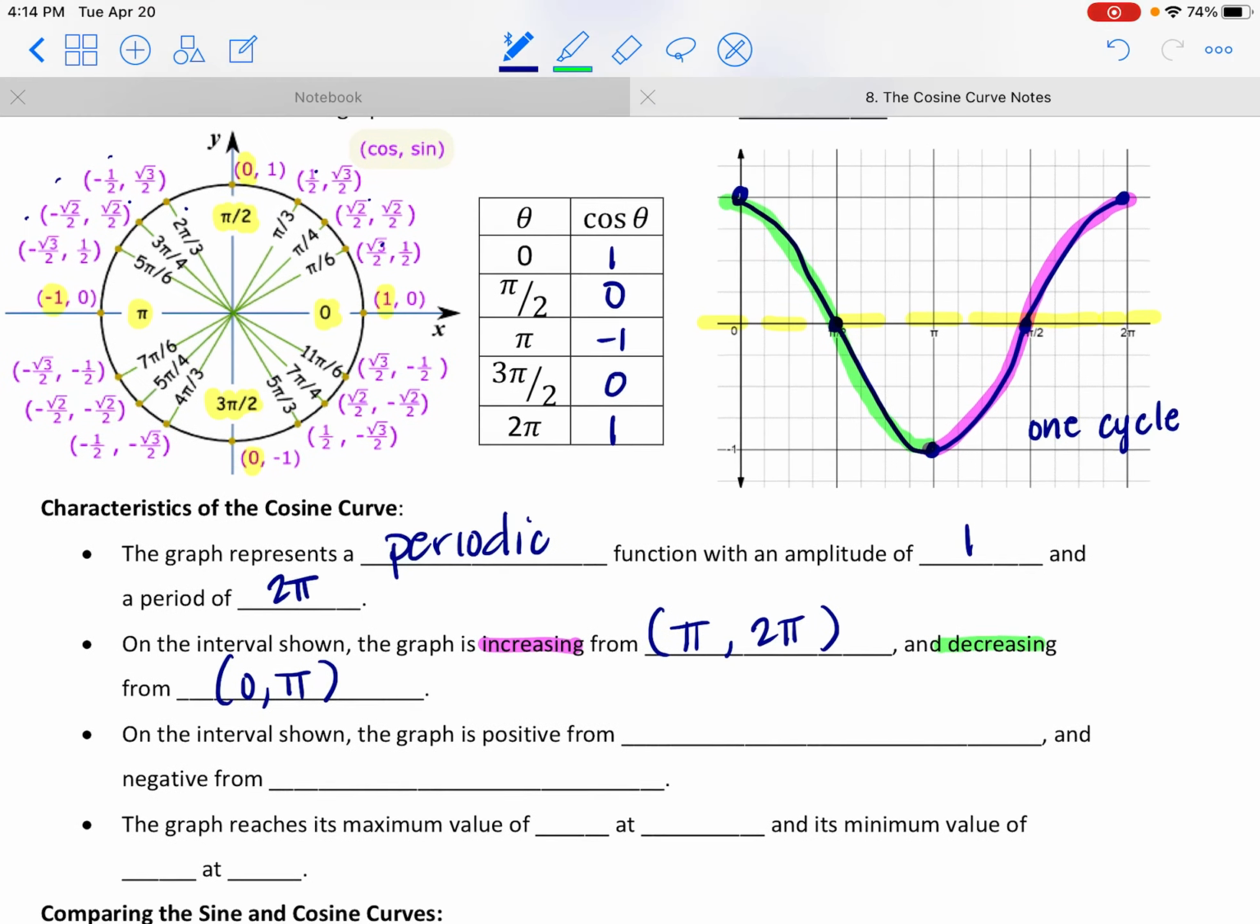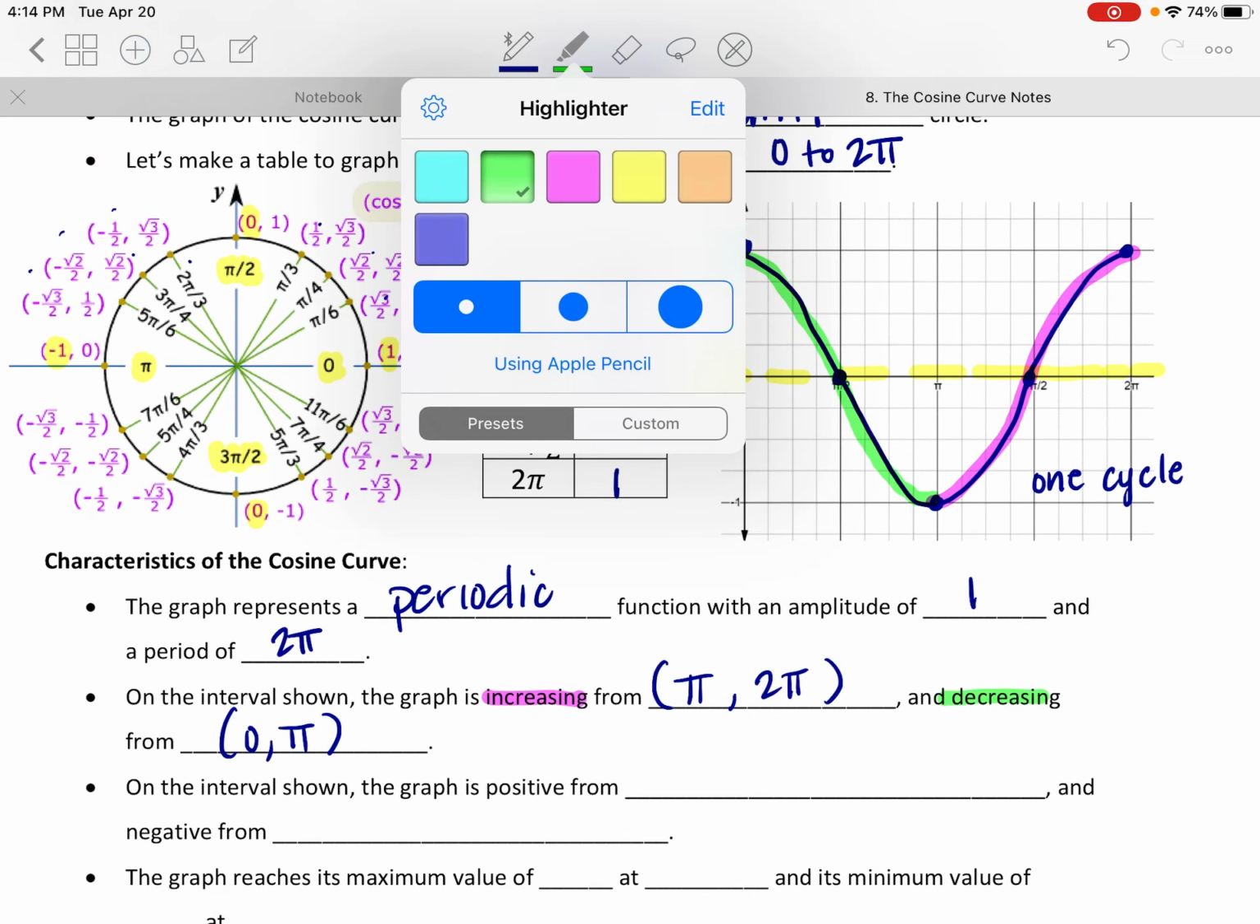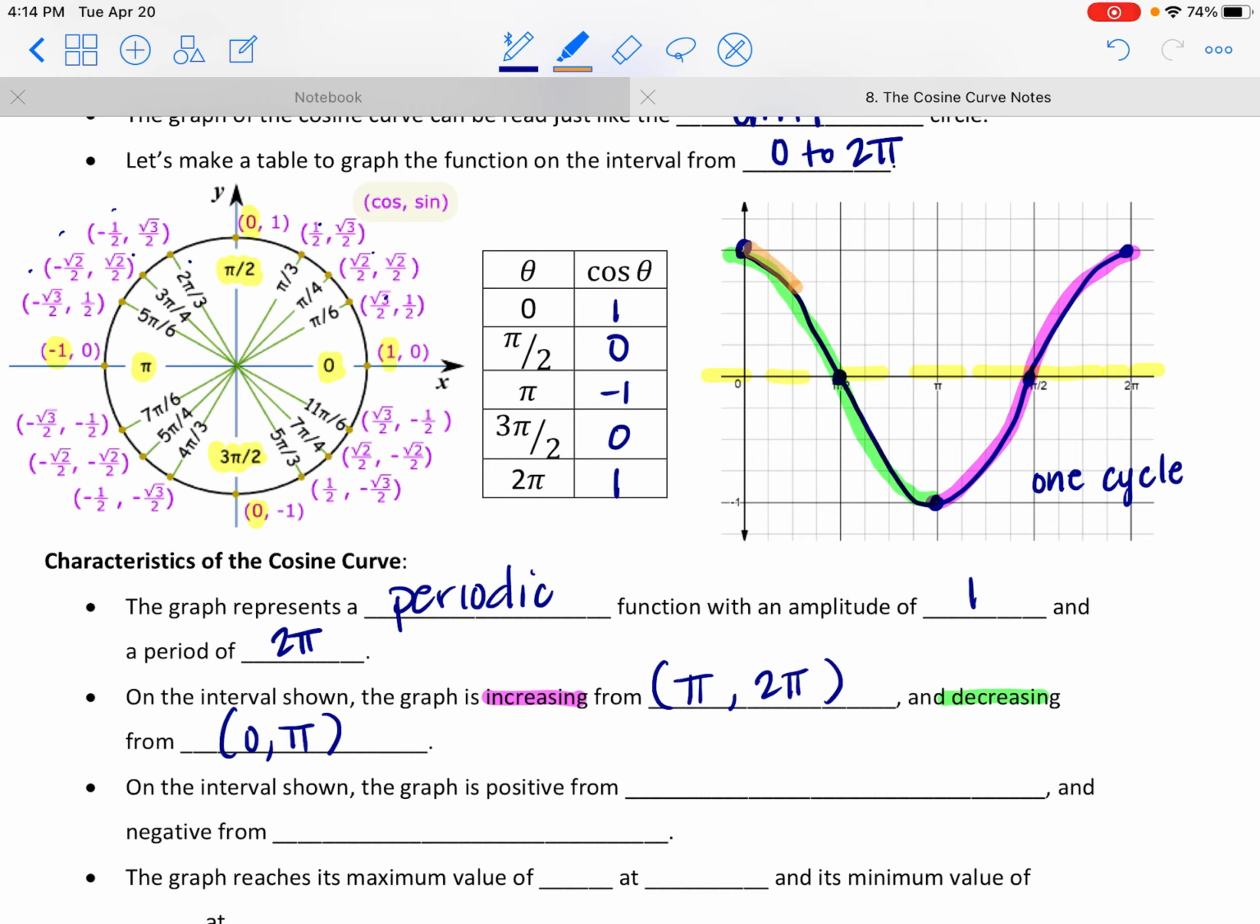And positive, we have two separate intervals. Remember, positive means we're above the x-axis. So this portion is positive, and this portion is positive. That's where our cosines are positive. Positive x's happen in quadrant 1 and quadrant 4. So that's the first quarter of the graph and the last quarter of the graph. So we're positive from 0 to pi over 2, and again from 3 pi over 2 to 2 pi.